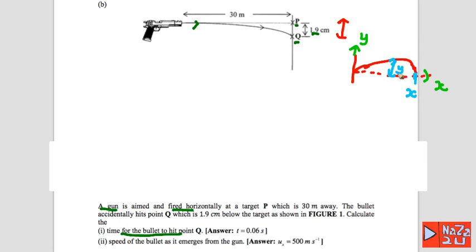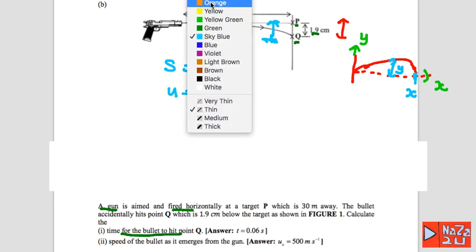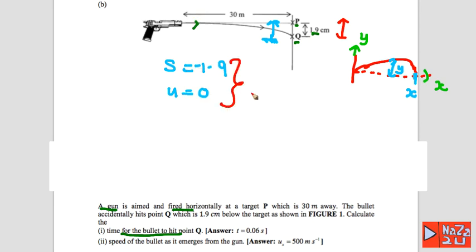So the time taken from the bullet starting at the gun to hitting point Q is equal to the time for the bullet to drop from the top to the lower level at point Q. You can consider the distance here, which is 1.9, but the direction is downwards, so you can use a negative. The object starts with u equal to 0, so here you can use the equation for y.